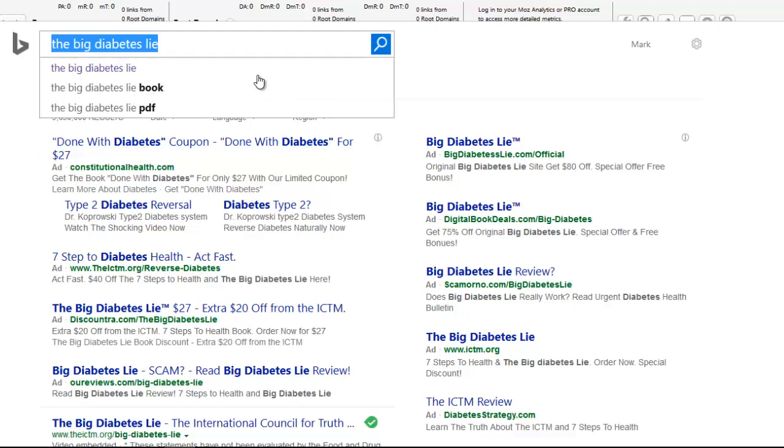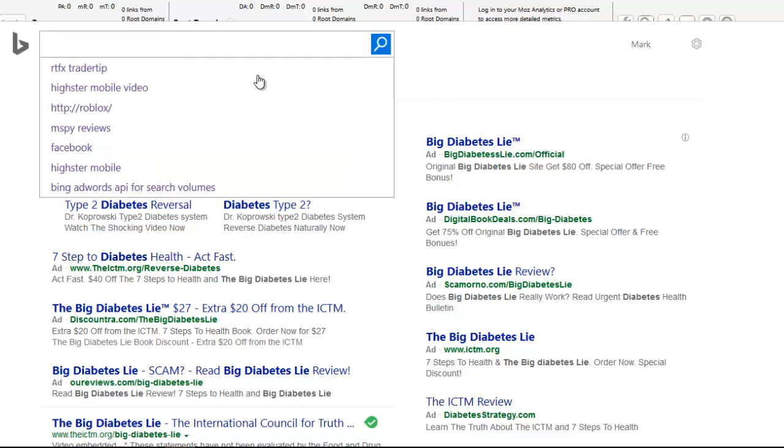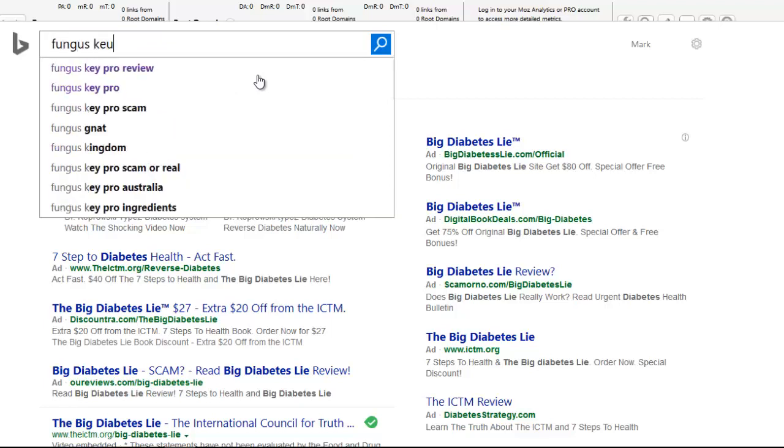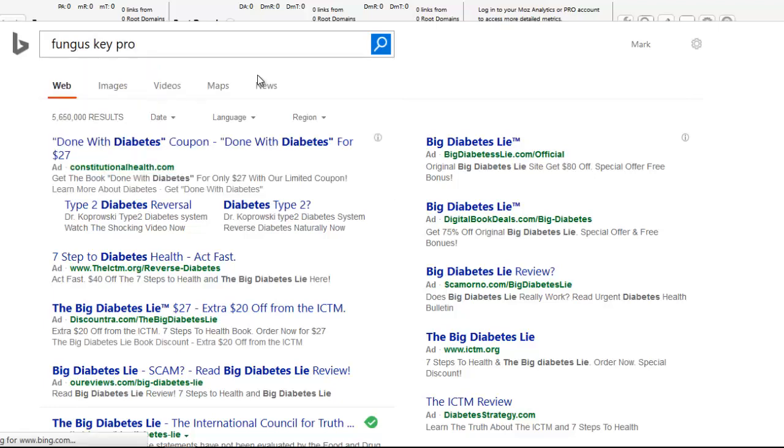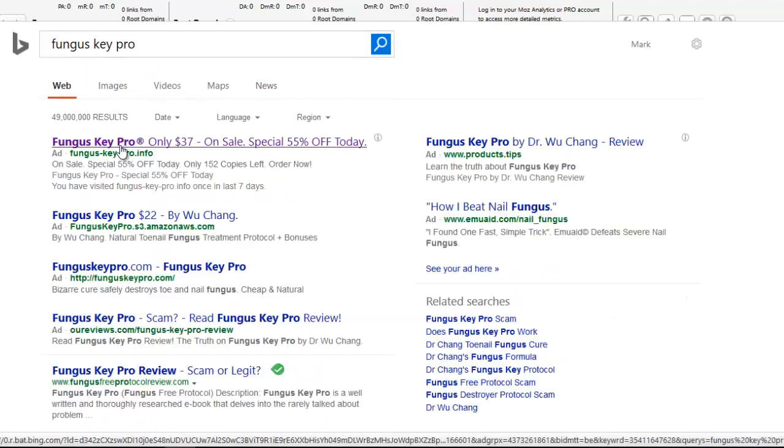Now, the other one that I wrote down was pure fungus key. That's a cool looking one. Fungus key, I like products with weird names too. So, fungus key pro. And there we go. We've got an ad, and we've got more ads down the side. So we know people are spending money on that as well. That's really good. So once we've established that people are spending money on it, that's really cool.